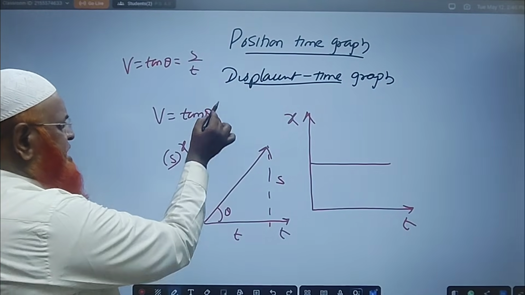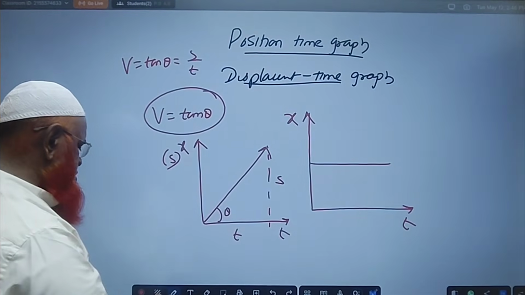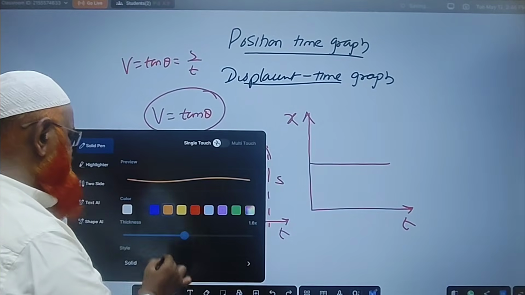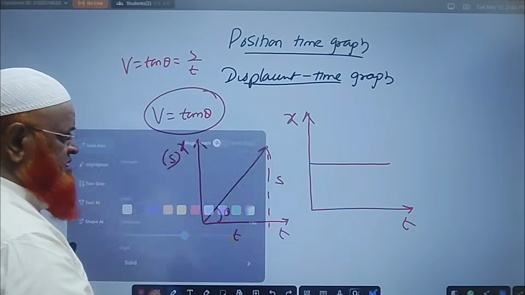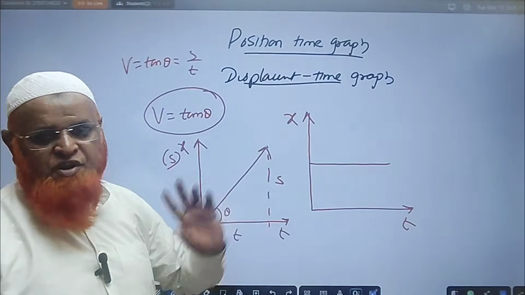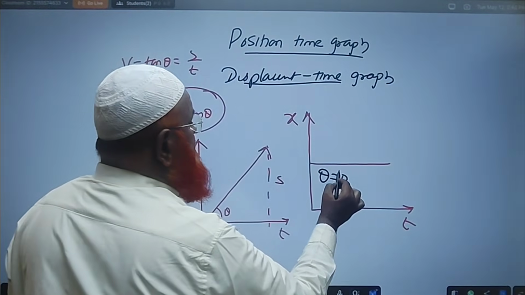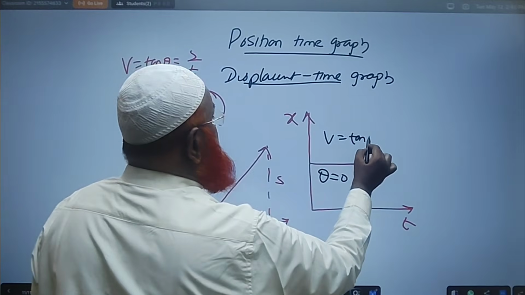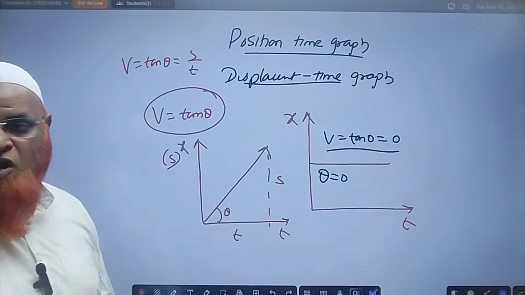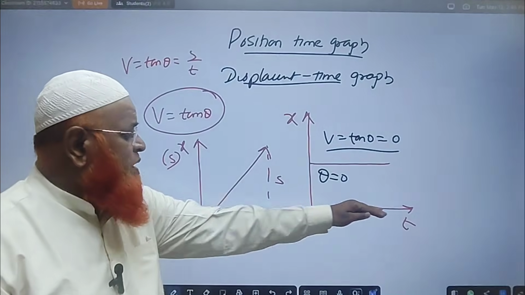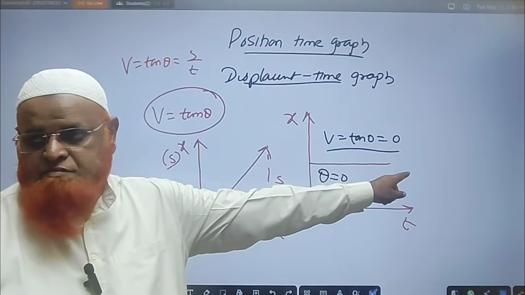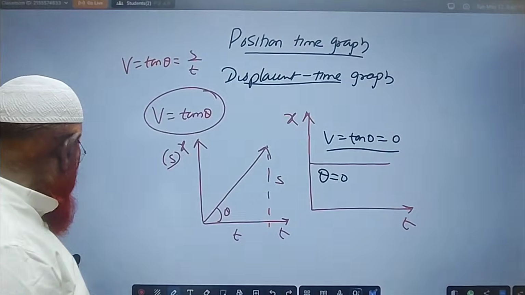So by keeping this in your mind, you can decide many situations. I'll tell you many examples like this. So how do you decide that this is going to be rest? Because theta is going to be 0 here, isn't it? So v is equal to tan 0, which is nothing but 0. That means velocity is 0. See, time is passing, but there is no change in the position, like a dead body. Understood? So what is the next graph?